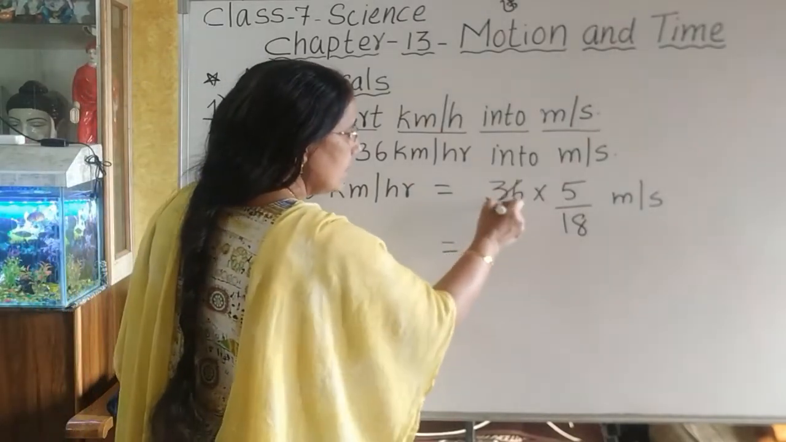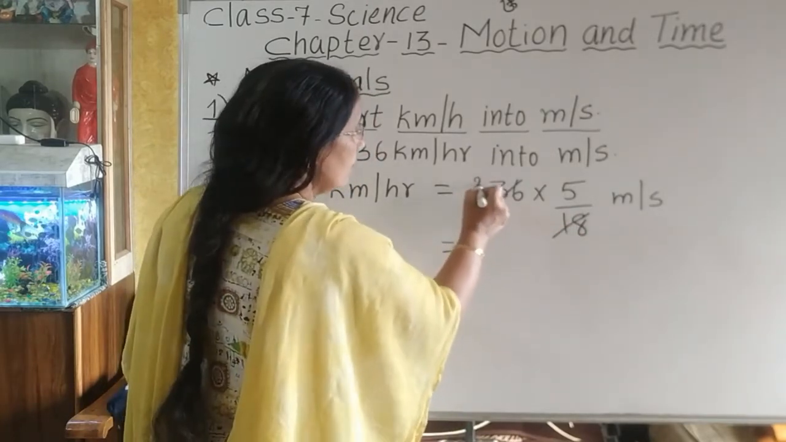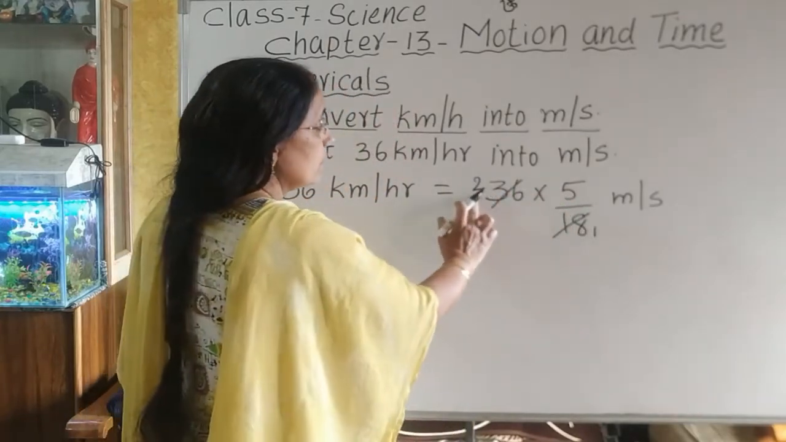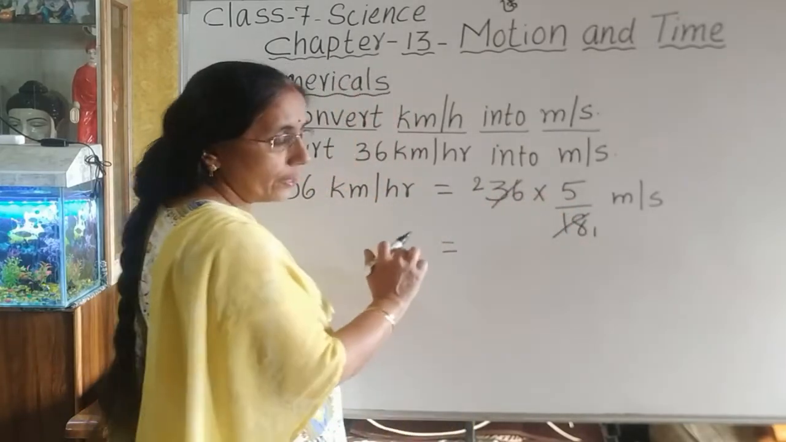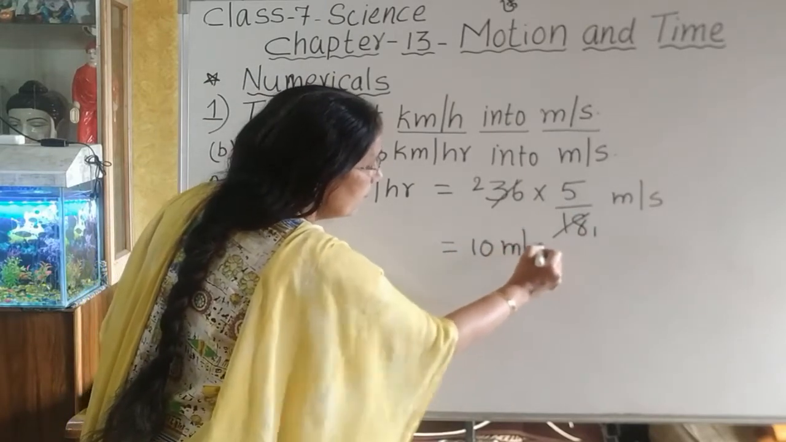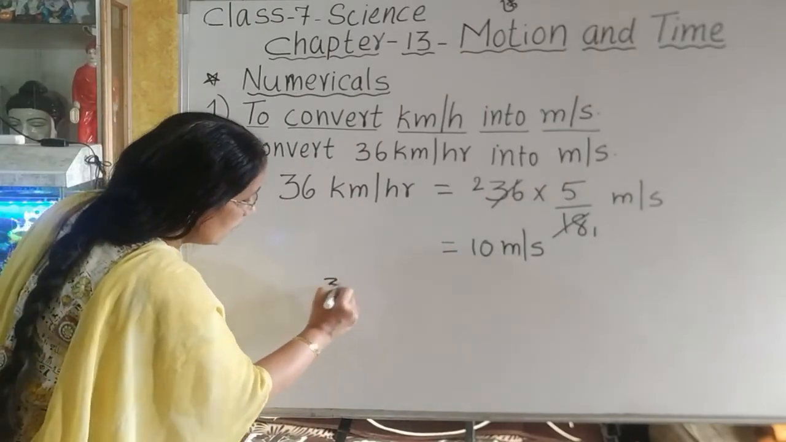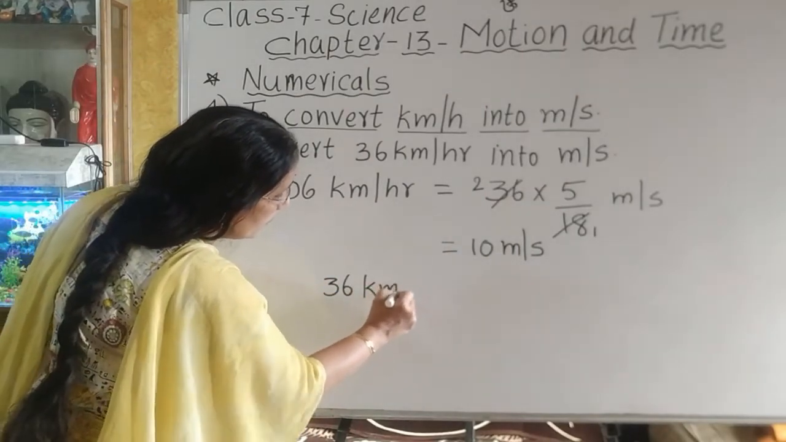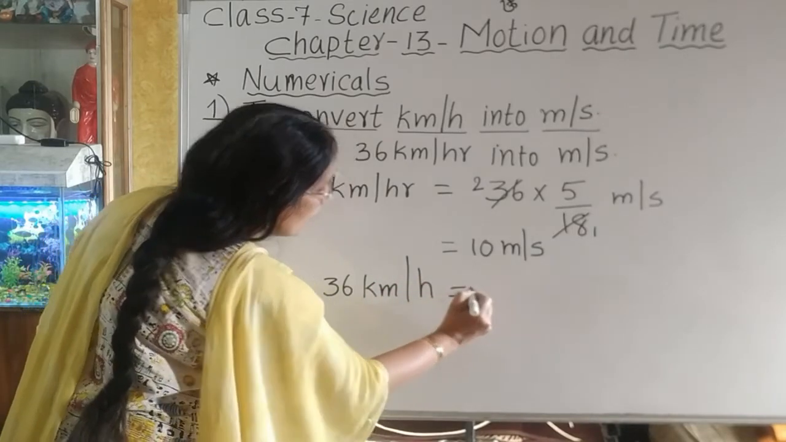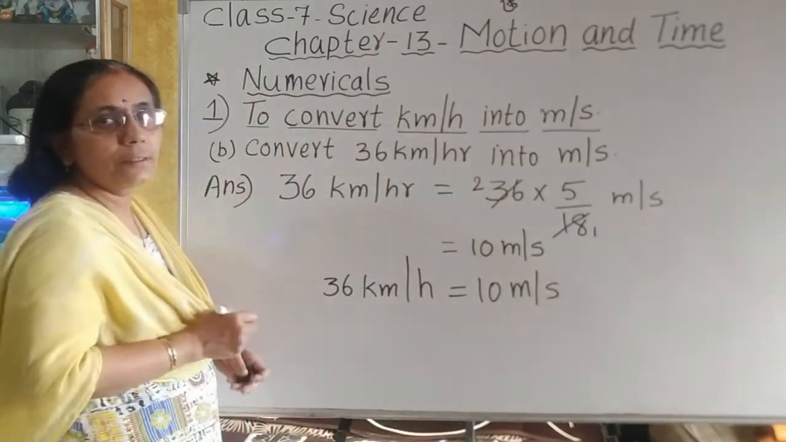So here 36 and 18, this we can cancel out. So here you will get 1 and what is remaining now? 2 into 5. Therefore, the answer is 10 meter per second. So what is the equivalent here? 36 kilometer per hour is equal to 10 meter per second.